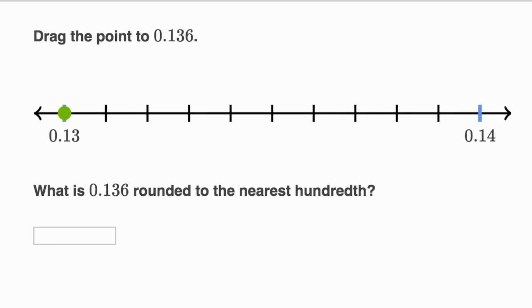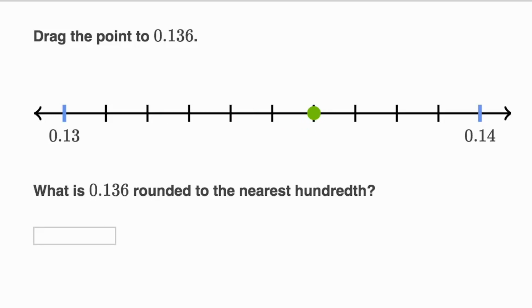So here it says drag the point to 0.136. So this is 0.13. This is 0.14. So this is 13 hundredths, and this is 14 hundredths. And let's see, there's 1, 2, 3, 4, 5, 6, 7, 8, 9, 10. So these are, you could think of it as the 10 thousandths between these two hundredths. So we want to go 13 hundredths and then another 6 thousandths. So let's see, we go 1, 2, 3, 4, 5, 6, just like that.